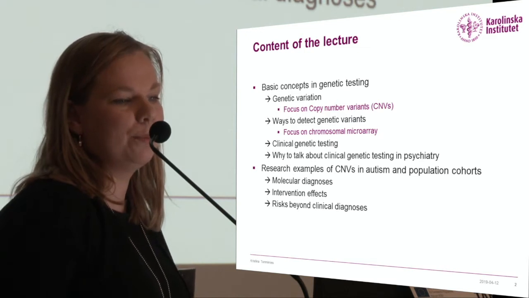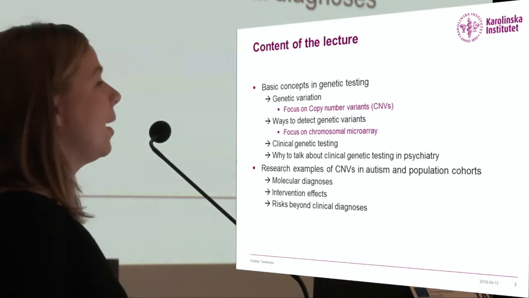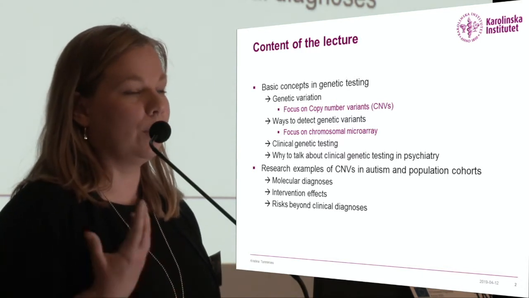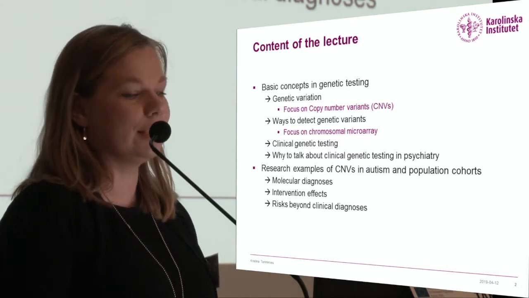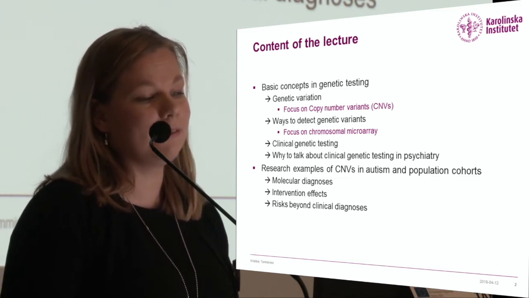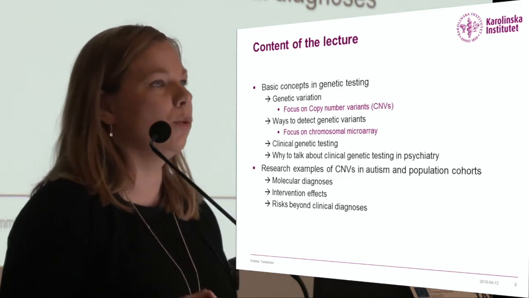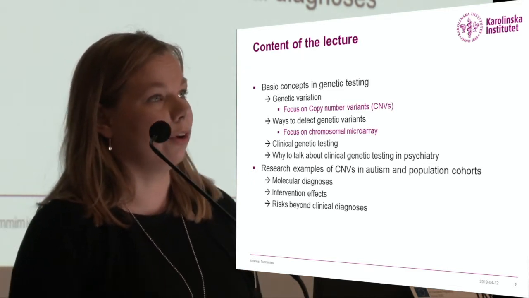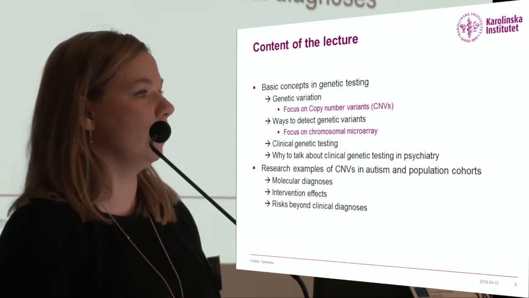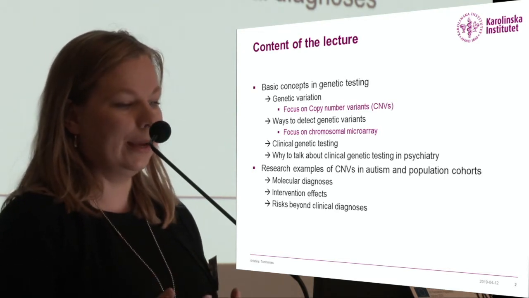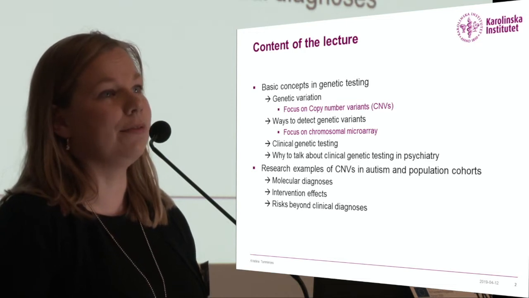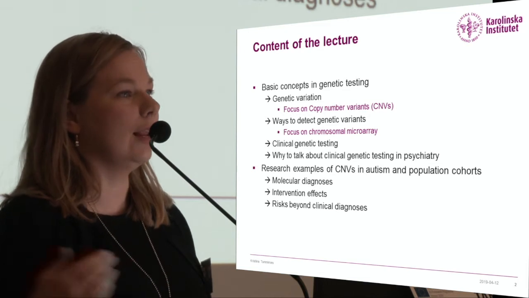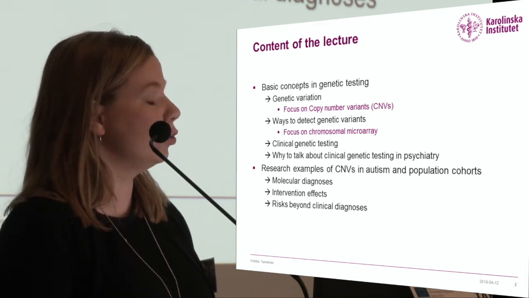So what you will hear about today is just the basic concept of genetic variation. Then we will focus on copy number variants and how we detect these genetic variants, and especially what the questions are in the clinics. And then, going further to this network, why we want to talk about this in psychiatric genetics. And then I will give some brief examples of CNVs in autism and population cohorts, which hopefully then lead the way a bit for the rest of the talks today.